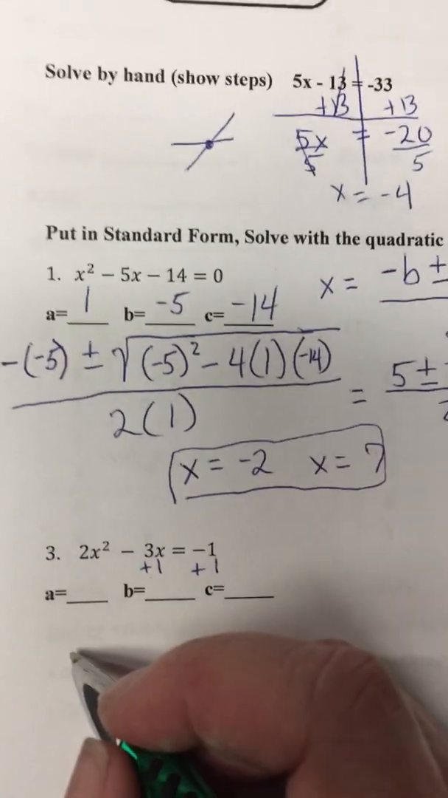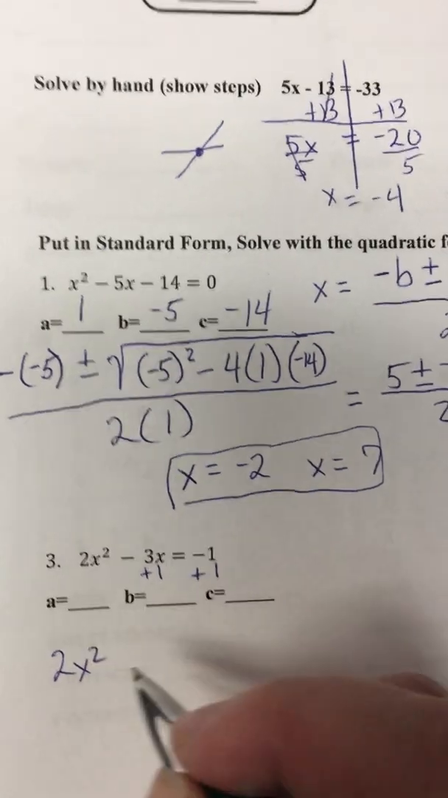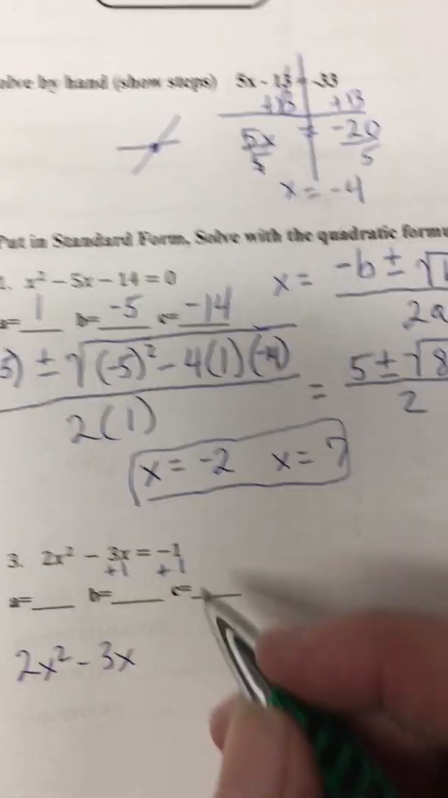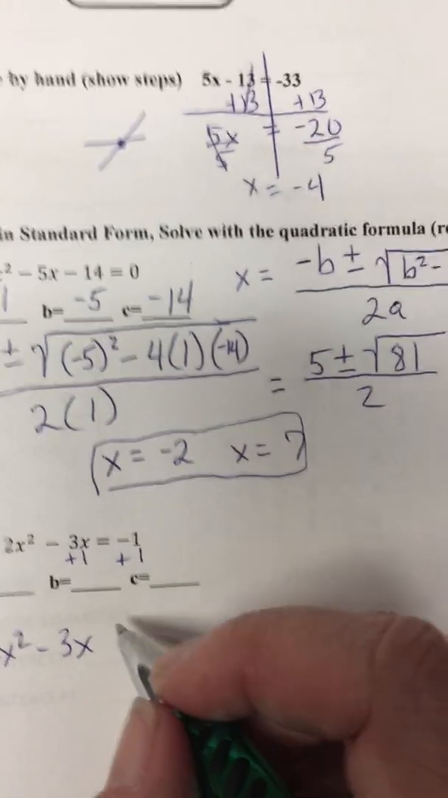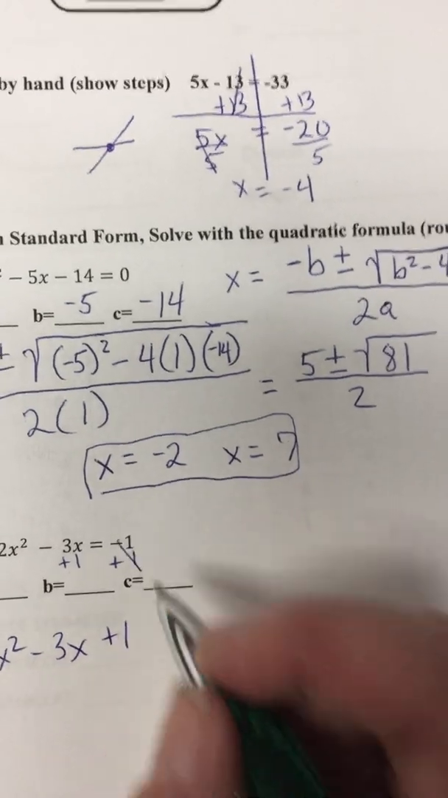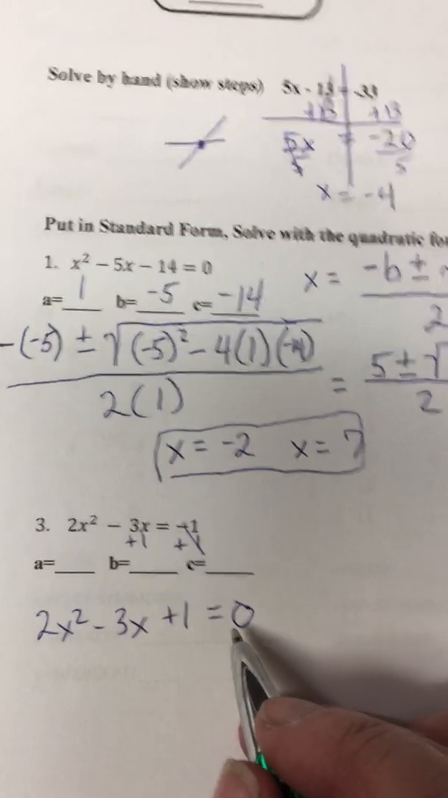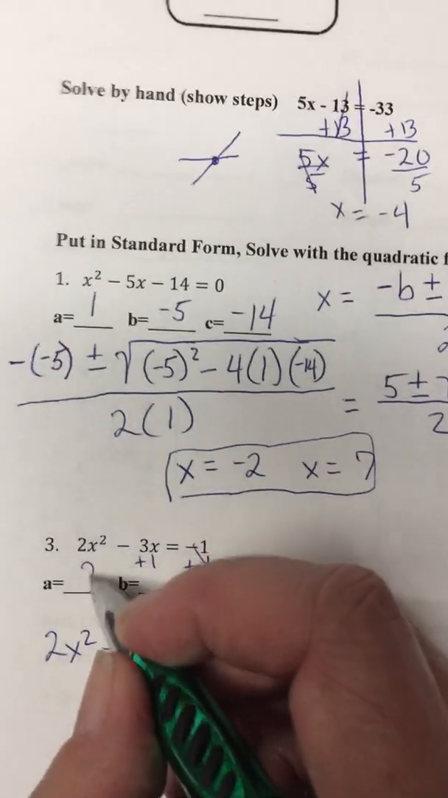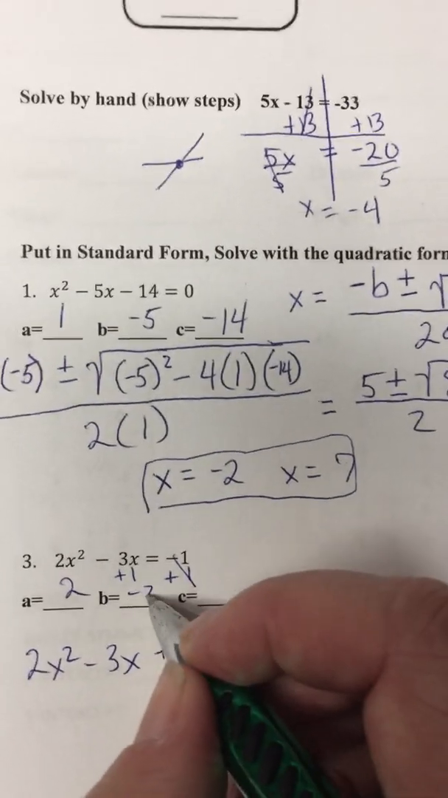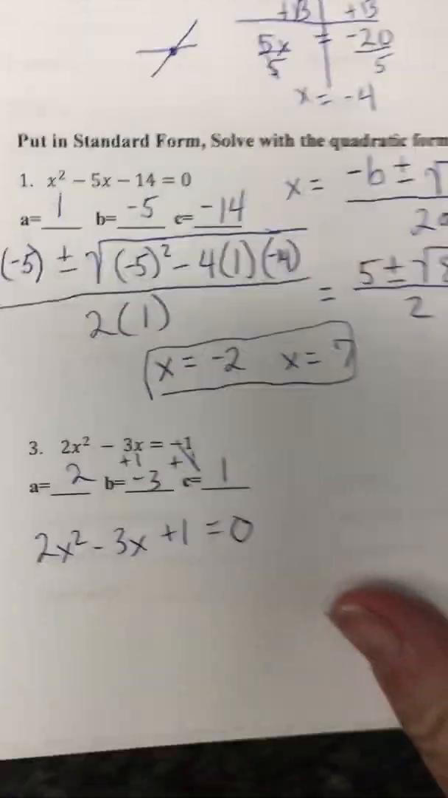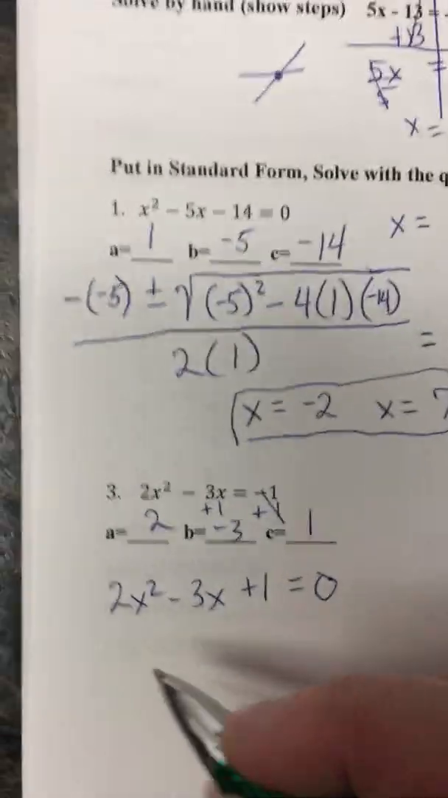So I'm going to rewrite it down here. This is now 2x squared minus 3x, and I have a plus 1 on this side, so that's +1. They canceled out over here, so this equals 0. Now it's in standard form with the 0 over here on this side. So now I can pick out my a is 2, the b is a -3, and c is a 1. So now I can copy down the formula and plug in all those numbers.